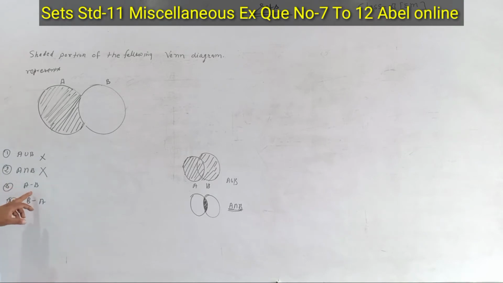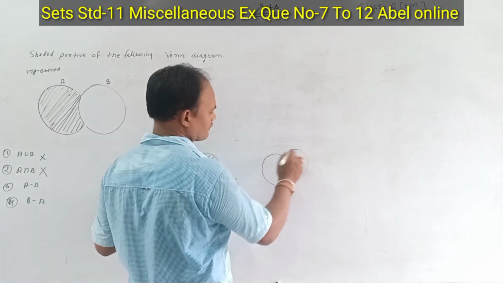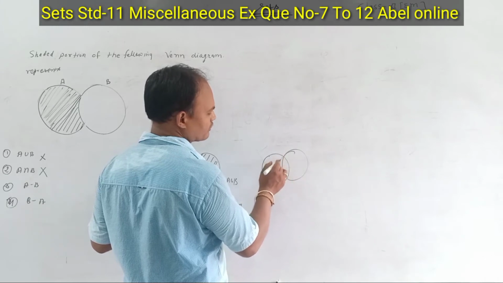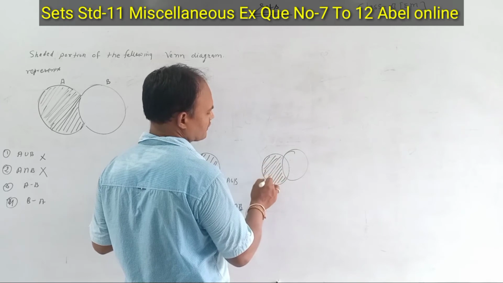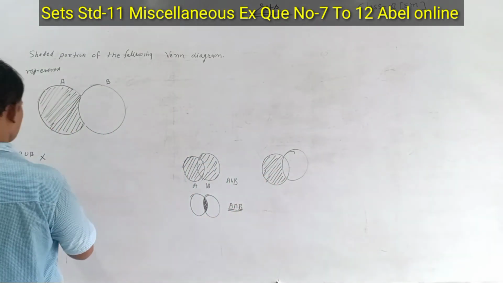Now A minus B. When we are going to find A minus B, it means elements are from A and not from B, and common elements are removed. So your answer is like this. Is it like this? Oh, it is the same. So we can say that it is your answer.